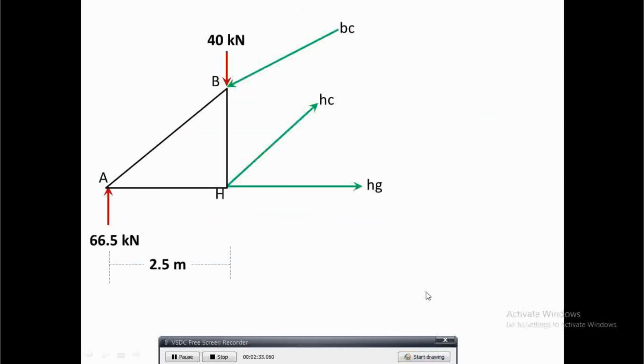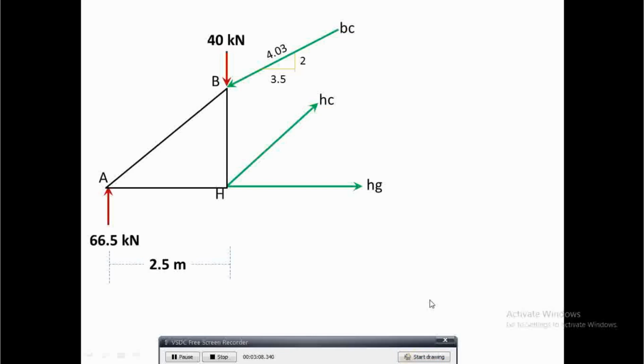So, this is what the left side will look like. I have a reaction of 66.5 and an external force of 40 kilonewtons. There are the members BC, since that's where I cut, then HC and HG. Now, these green arrows, their directions, again, these are just my assumptions so I can proceed. I will check later if my assumptions are correct. So I don't have to solve for angles, I chose to use slopes.